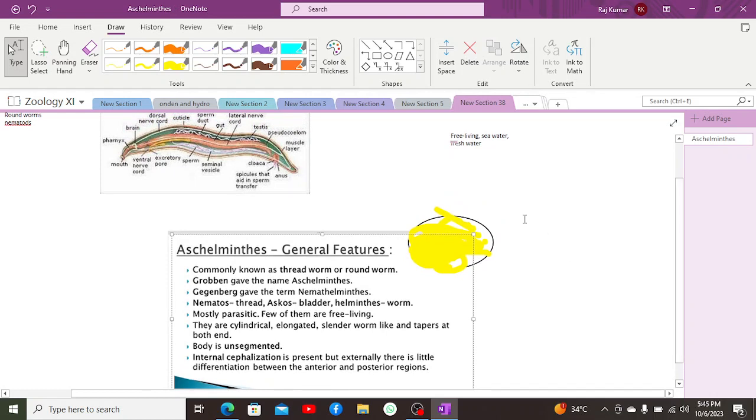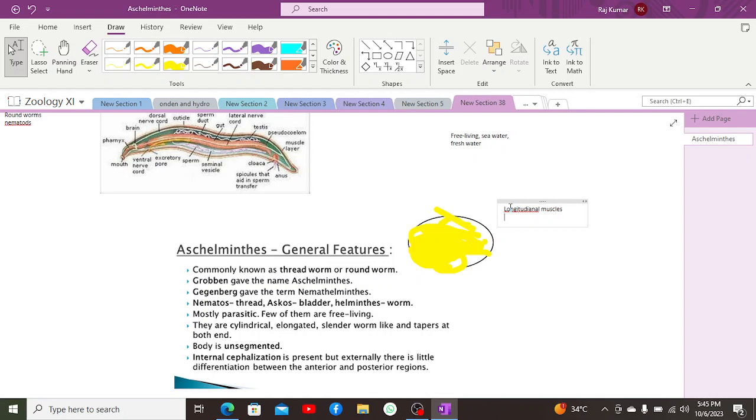There is internal cephalization present, but externally there is little differentiation between the anterior and posterior regions. From an evolutionary point of view, a key feature is that they have longitudinal muscles, and transverse muscles are absent. The longitudinal muscles cause contraction and relaxation, which produces hydrostatic pressure inside the body. As fluid pressure is produced, the body moves by a thrashing motion produced by the longitudinal muscles.